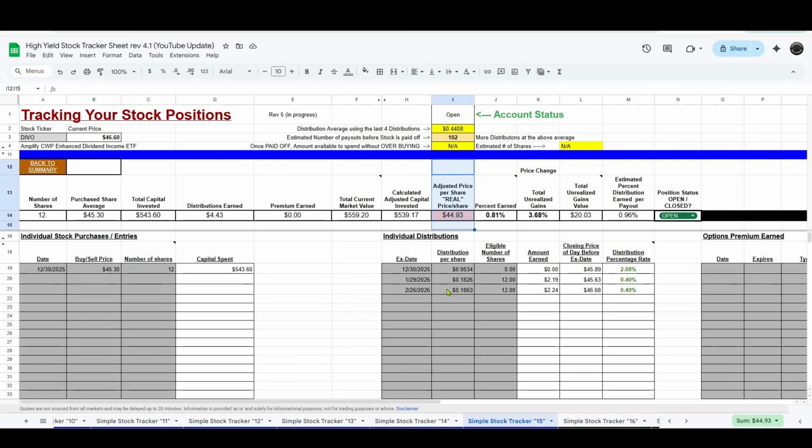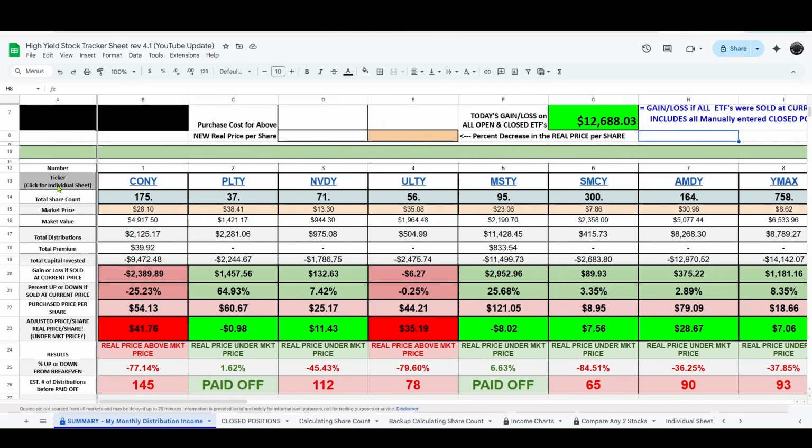So now, to get back to that summary page, just to see where we're currently at, we can hover right over this back to summary right here. And this is on each individual spreadsheet so that you can go right back to that summary. We click it and boom, there we are. Now we're not going to see any differences between the colors here because ULTY was the closest, right? Current market price being $35.08 and we're at $35.19. So we are very close to flipping this one to green, but we didn't quite get there.